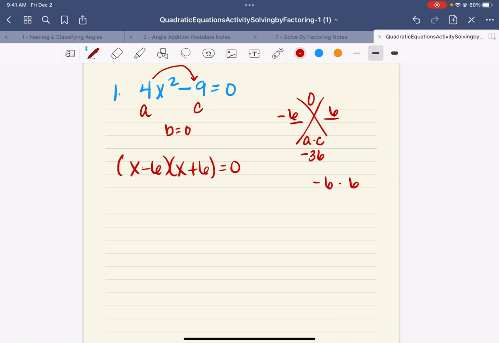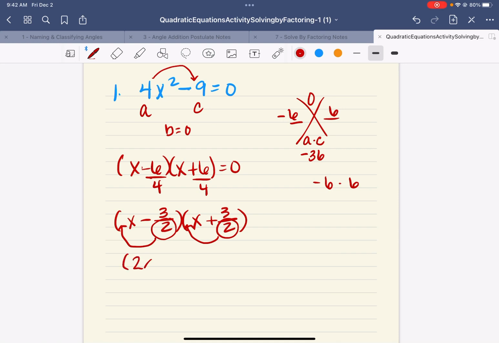Now we have to divide by a. So what is negative 6 divided by 4? That's going to reduce to negative 3 over 2, right? Same thing on this side, but it'll be a positive 3 over 2. We can't leave it like that, so we take the bottom number and we move it up in front of the x because we can't leave fractions here. So we end up with 2x minus 3 times 2x plus 3 equals 0.